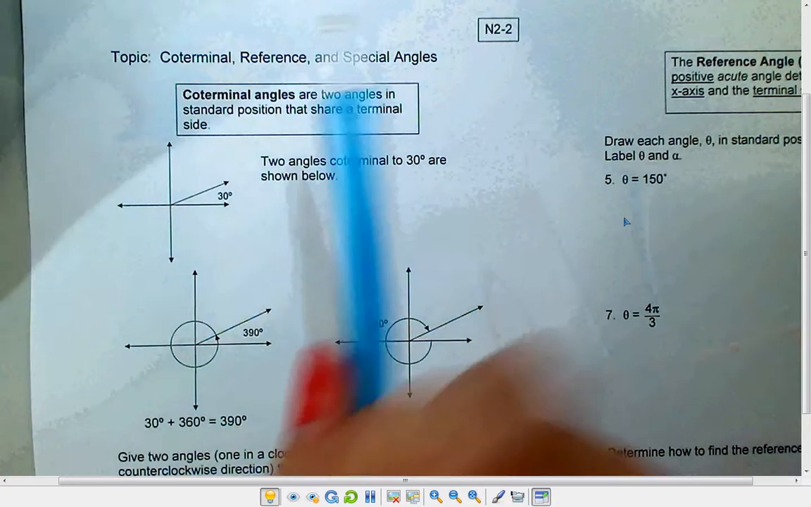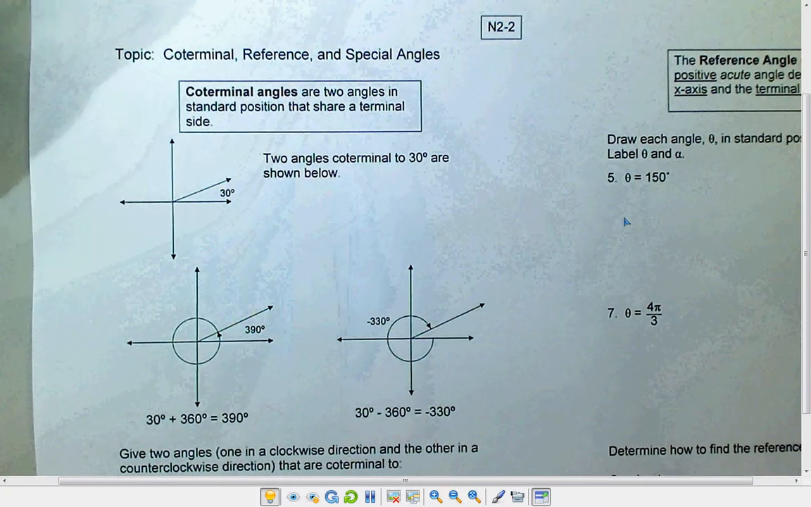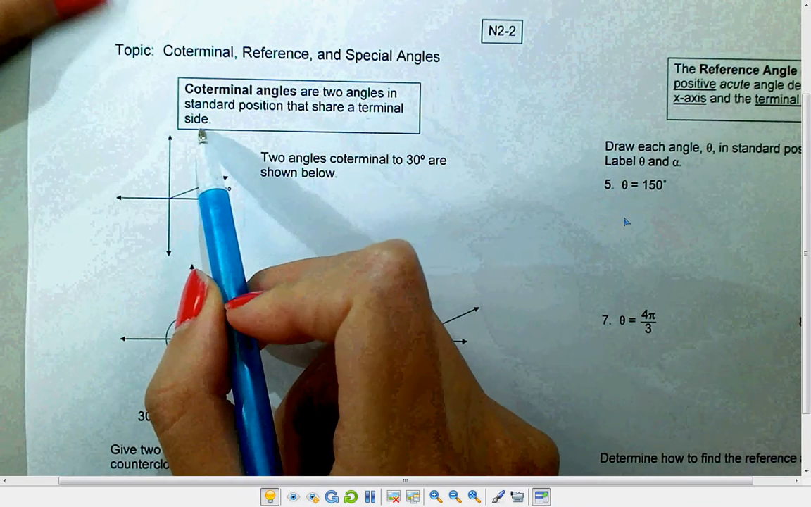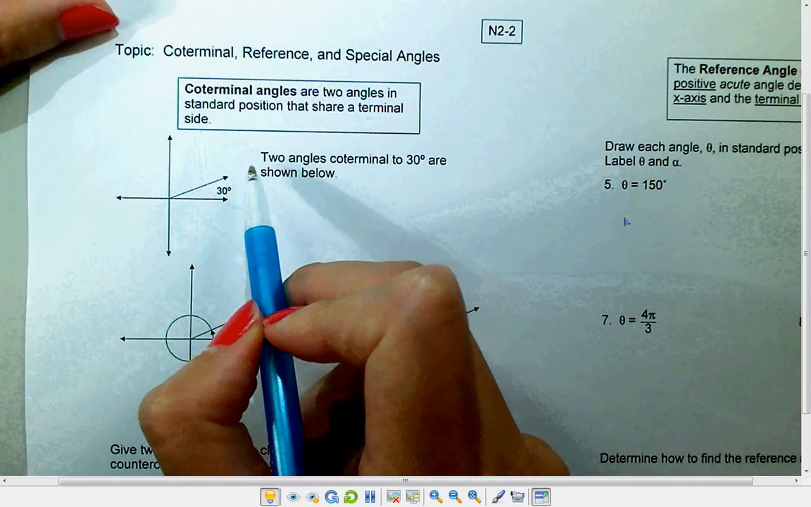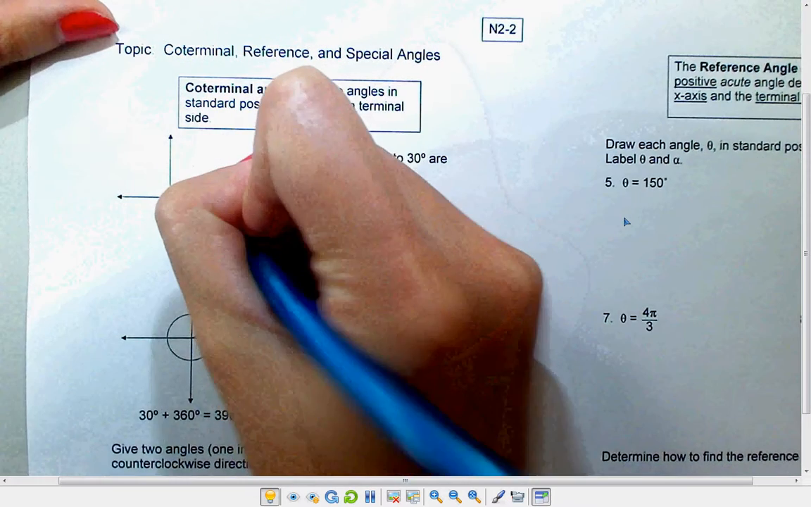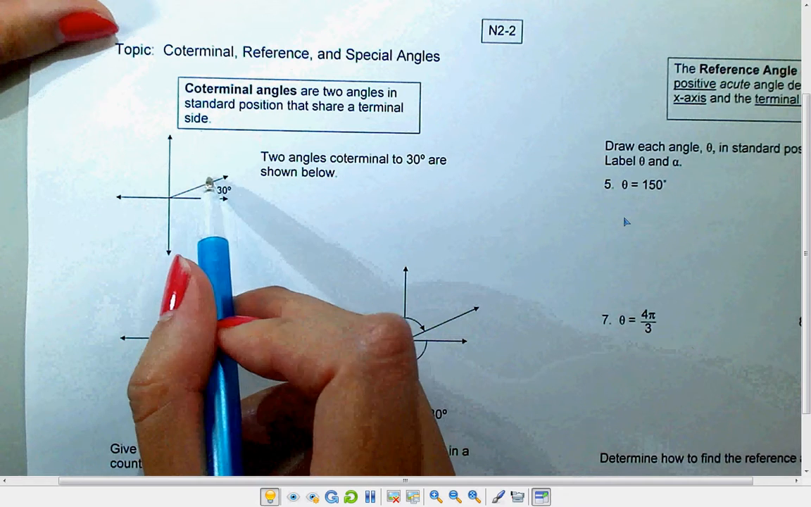Today we are talking about coterminal, reference, and special angles. Coterminal angles are two angles that share the same terminal side, which means the same ending line. So, for instance, in this case, this is a 30-degree angle. We start at the initial side and it's positive, so we're moving counterclockwise to 30 degrees.